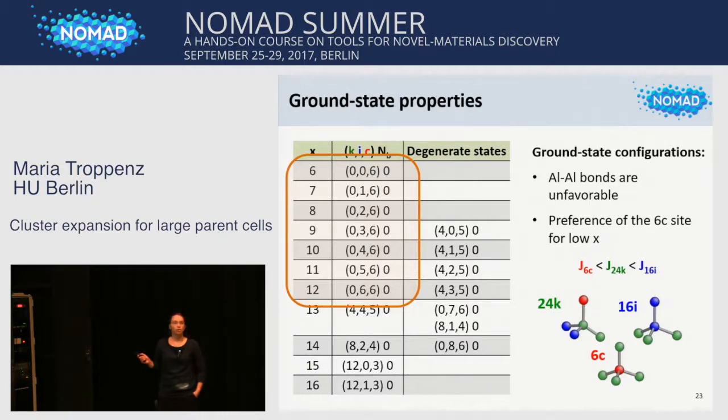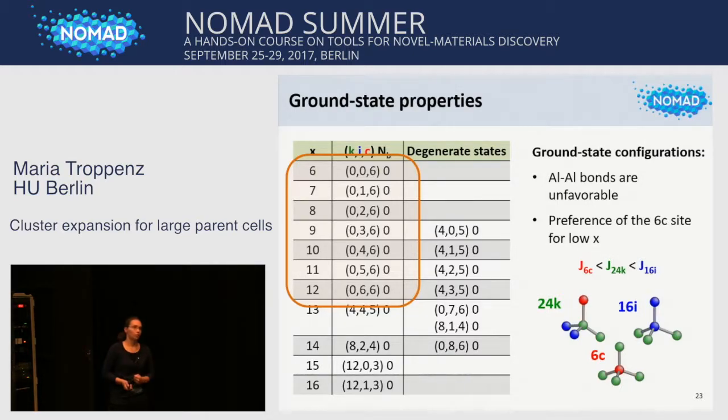This occupation of the I site is a bit contradicting, because if we look at our one-point cluster interactions, the C site is preferred. Then comes the 24K site. But the 24K site cannot be occupied, since all 24K sites have a 6C site as neighbor. So that would introduce a bond in our structure, but bonds are avoided due to our nearest neighbor interactions. So the bond has to be avoided, and it's energetically preferable to occupy the 16I site.